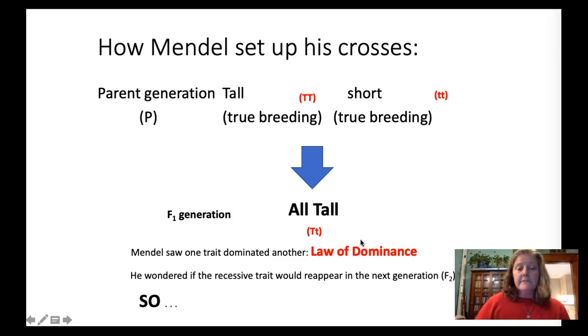So he wondered if the recessive trait would reappear in the next generation. So to figure that out, he crossed plants from the F1 generation.